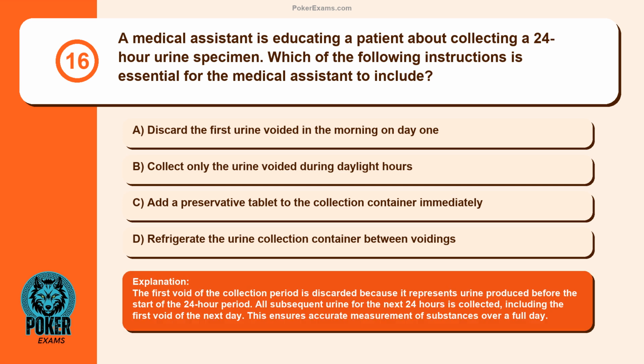The first void of the collection period is discarded because it represents urine produced before the start of the 24-hour period. All subsequent urine for the next 24 hours is collected, including the first void of the next day. This ensures accurate measurement of substances over a full day.